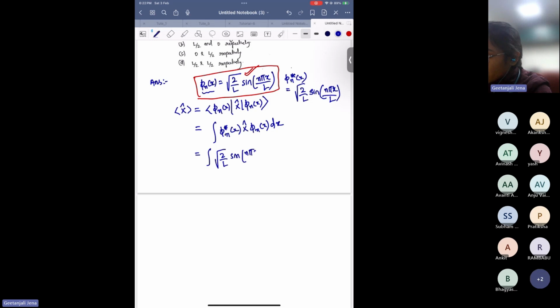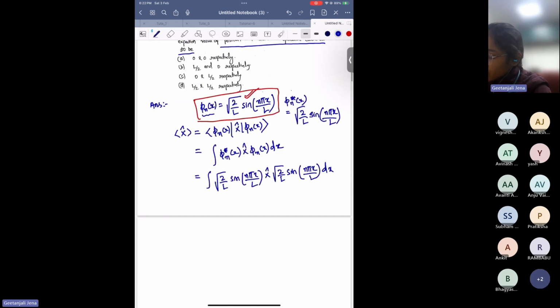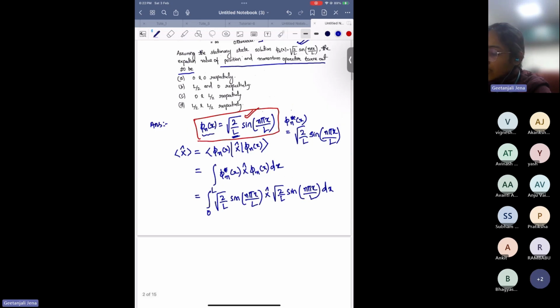Now if you put it here, it will be root over 2 by L sine n pi x by L, times root over 2 by L sine n pi x by L dx. So the limit is from 0 to L, because the particle is confined to a box of length L.